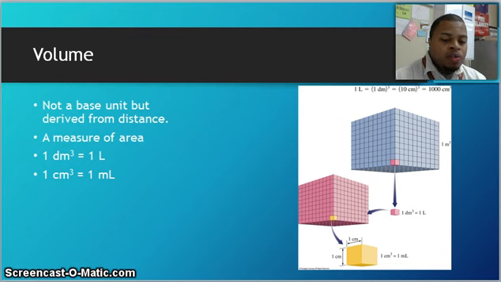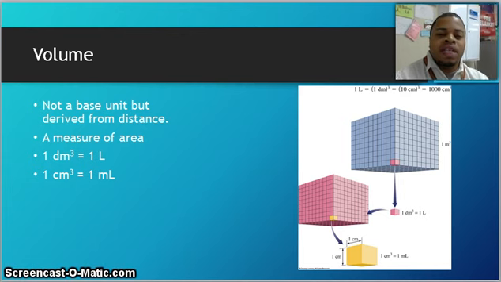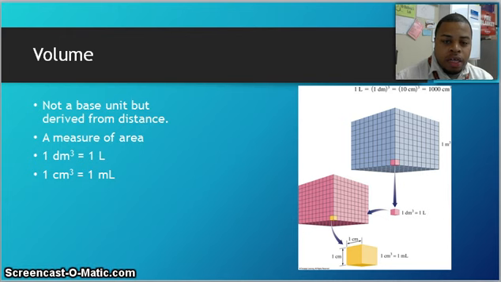Now, volume. Volume is a little different because volume is something that's used a lot in chemistry. But when we look at it, we didn't see that it was a part of the fundamental units. That's because it's actually derived from the unit for length or distance. So we're looking at the meter more so. Now, we're going to see that it's a measure of area, as you can see here in the diagram to the side.